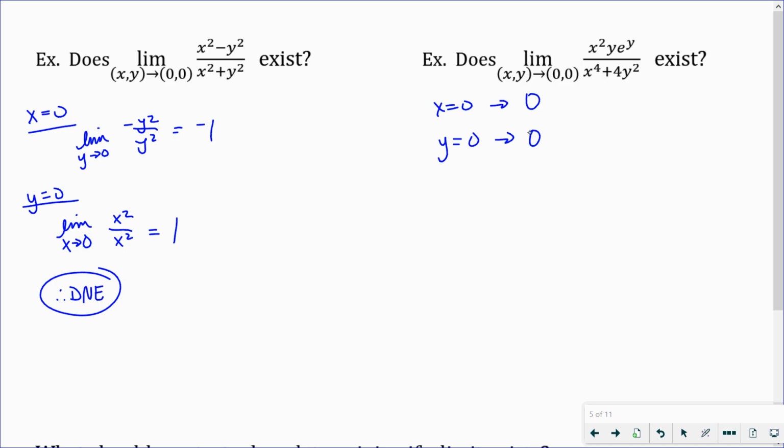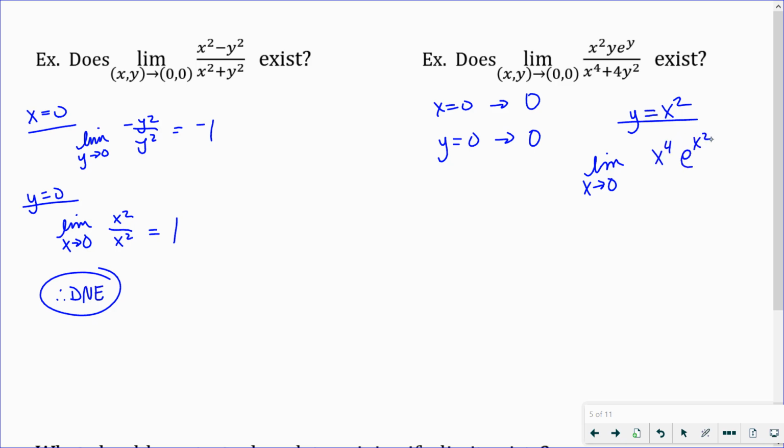Alright, so we're going to do this last one here. Let's do y equals x squared. If y equals x squared, that means my limit is only for x going to 0 right now. So all the y's are x squared. I'm going to have an x squared and another x squared, so x to the fourth, e to the x squared.